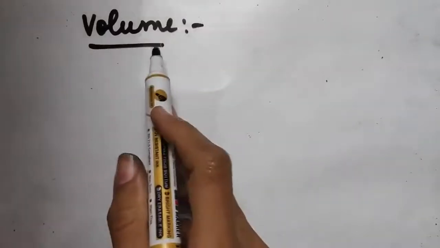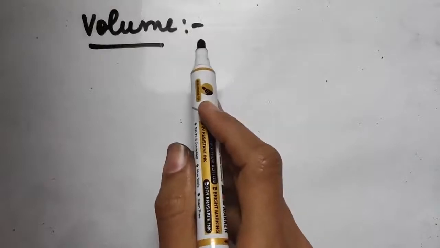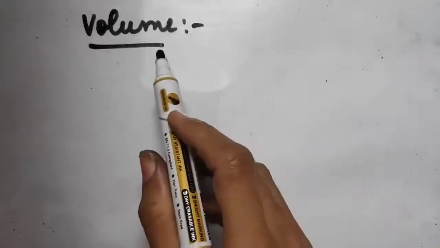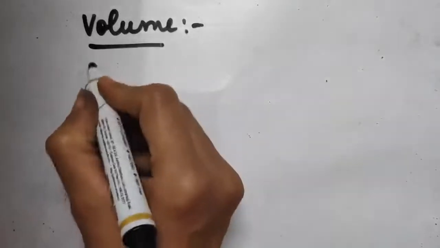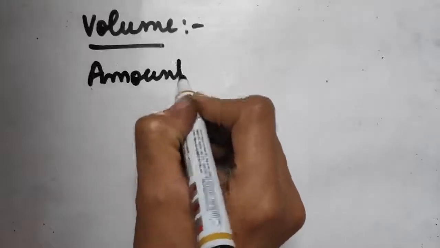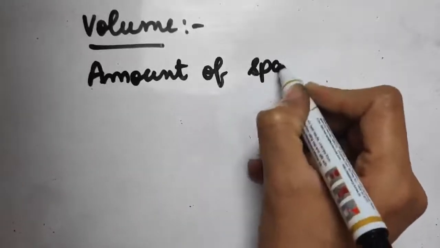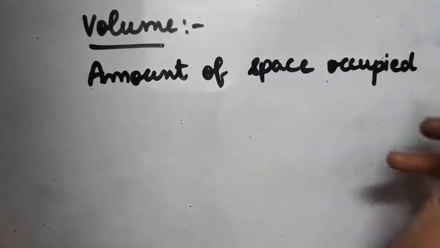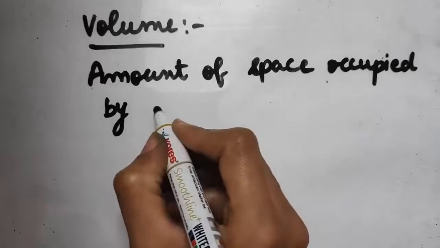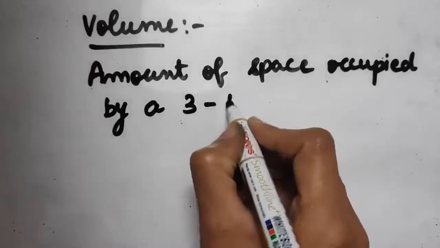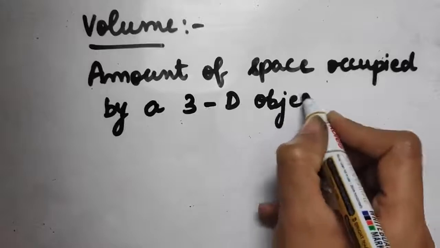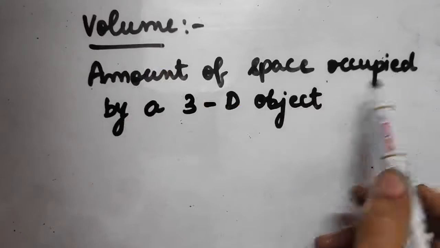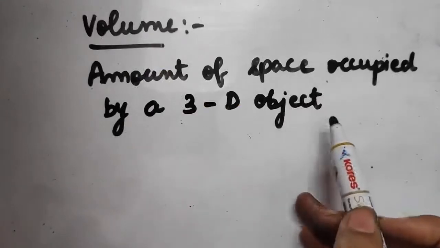Coming to the main topic of today's lecture, that is volume, we shall discuss the volume of cube, cuboid and cylinder. Firstly, we should know what is volume. Amount of space occupied by a three-dimensional object is called volume. So what is volume? Amount of space occupied by a three-dimensional object is called its volume.